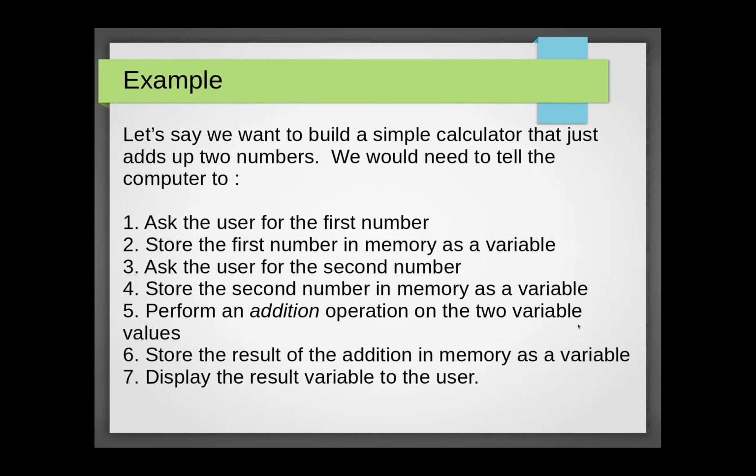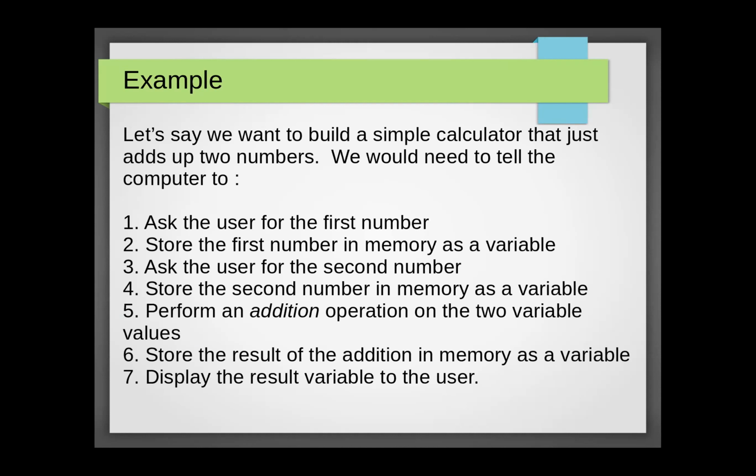So let's say I wanted to build a simple calculator that just adds up two numbers. In programming terms, what we need to do is tell the computer to first ask the user for the first number. Then we'd store that first number in memory as a variable. Then we'd ask the user for the second number. Then we'd store the second number in memory as a variable. So now we've got the computer remembering two pieces of information.